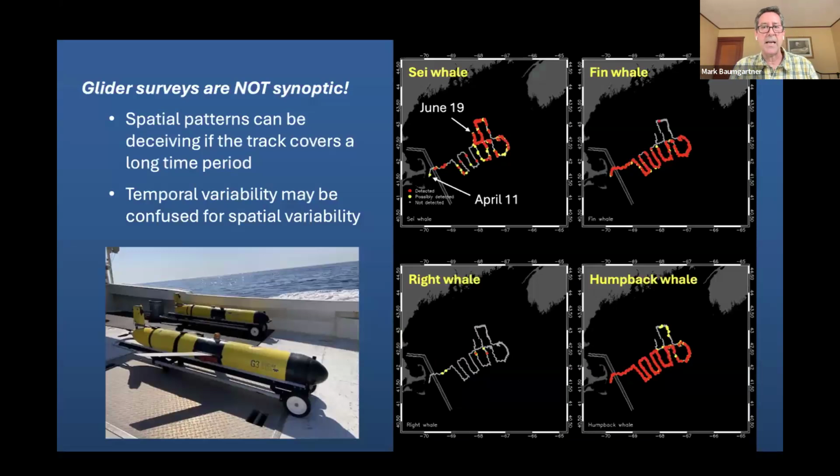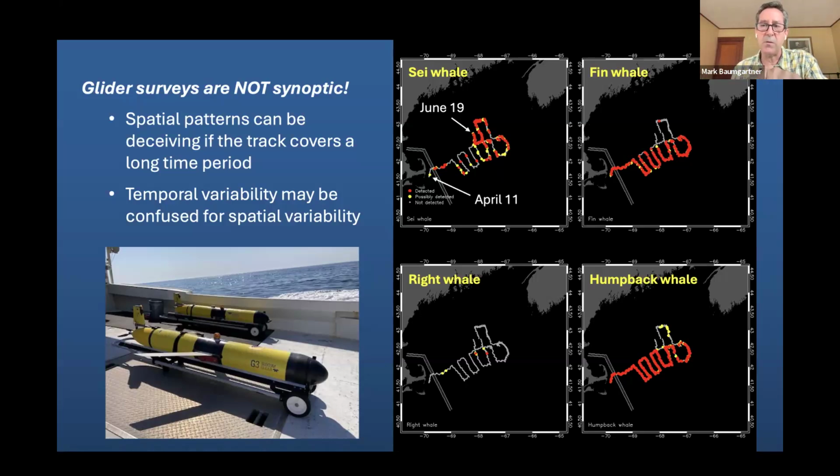The last thing I'll say is to be careful with glider data. The data are not synoptic, meaning it's not a snapshot. This isn't a satellite snapshot at one place in one moment in time. A good example is I have a glider out right now in the Gulf of Maine. It's doing a survey along the northern edge of Georges Bank, and it's on its way back right now. I'll pick it up off of Chatham, Massachusetts at the end of July. But look at the fin whale in the upper right. Red means detected, yellow means possibly detected.